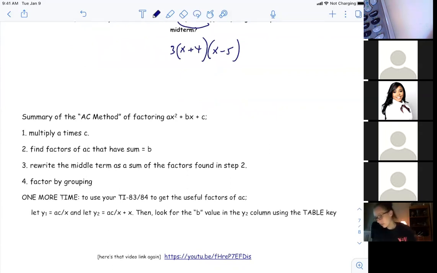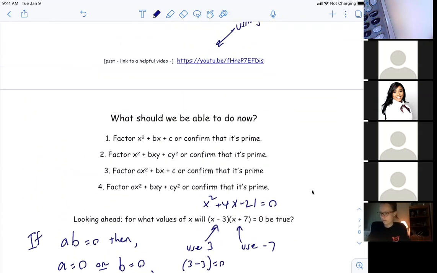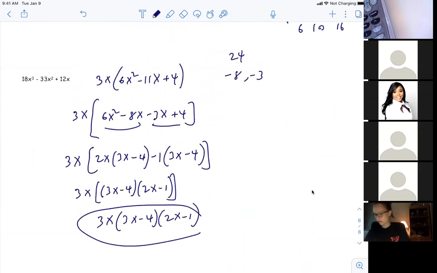Okay, and this is just the recipe for the AC method. Again, I don't need to read that out to you. And there's that same link to that same video from 4 or 5 years ago. Let me just go back and see which exercises I skipped.